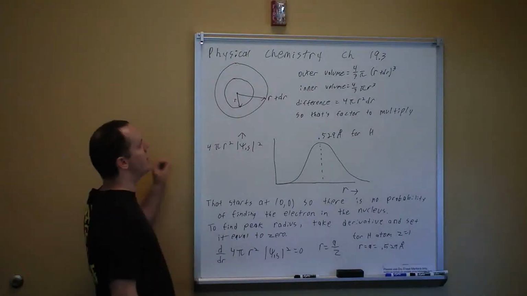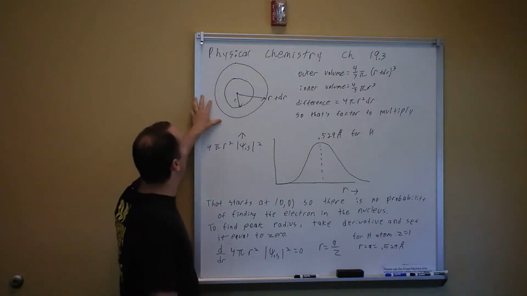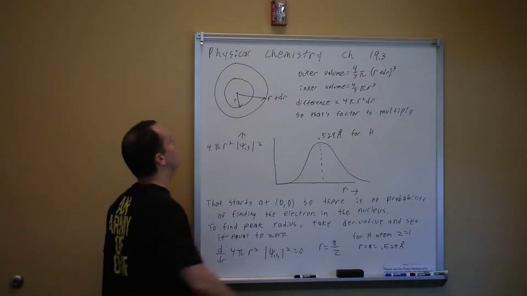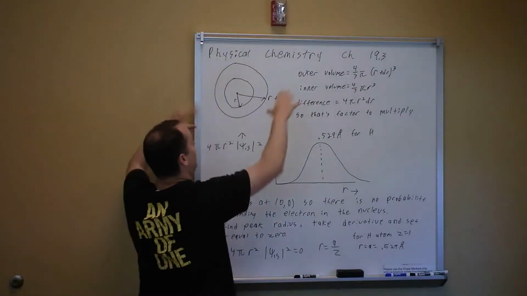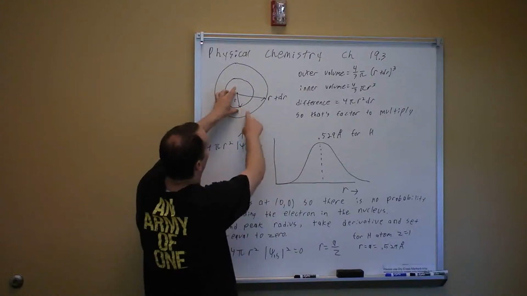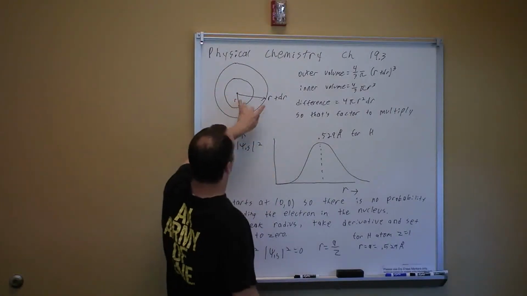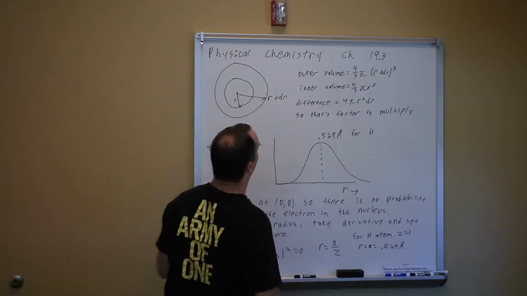Continuing on physical chemistry, chapter 19, section 3. So we're continuing on about real wave functions. Let's talk about a sphere within a sphere within a sphere, etc. So we have one radius, r, and then a slightly larger radius, so the difference is the differential of r. So the total radius would be r plus dr.